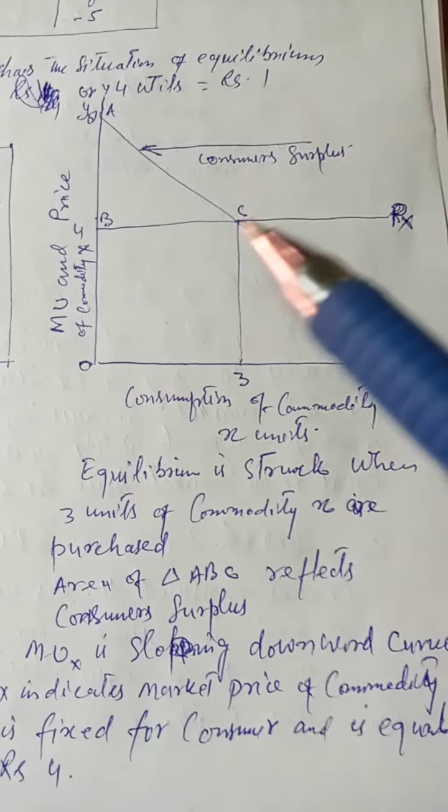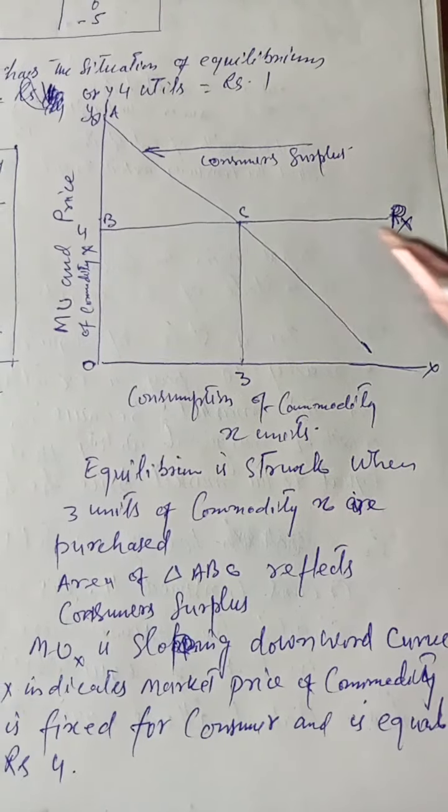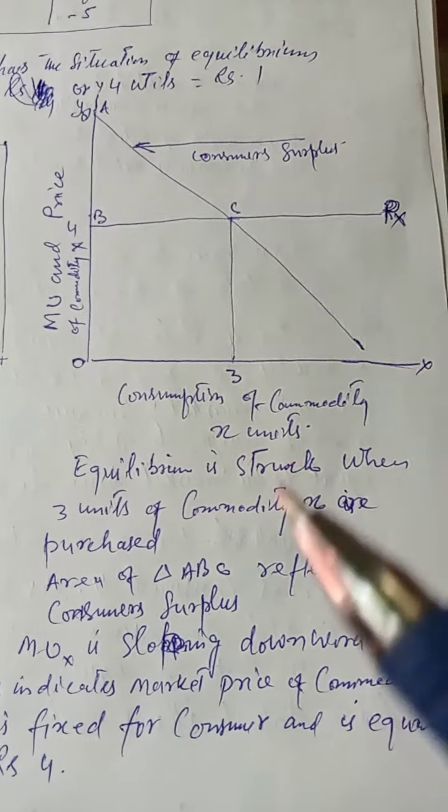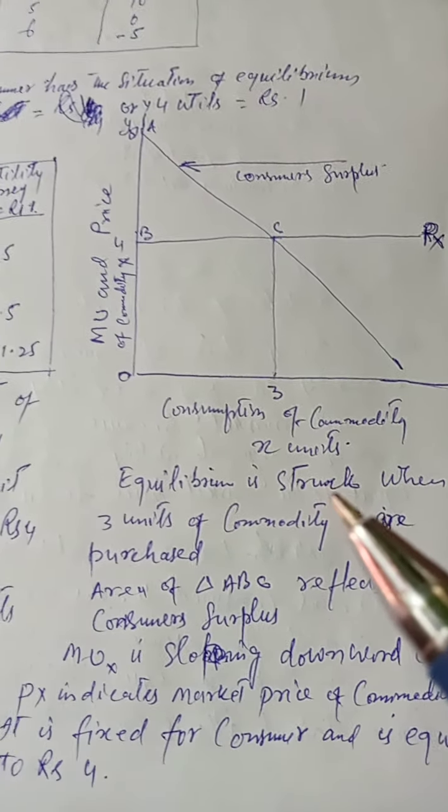Here you see the consumer's equilibrium at point C. This is price of X. This is consumption of commodity X.